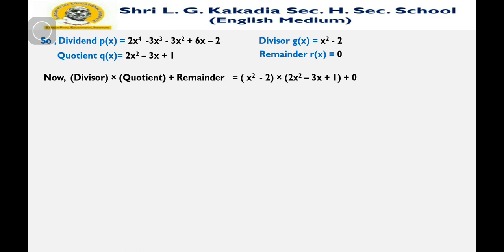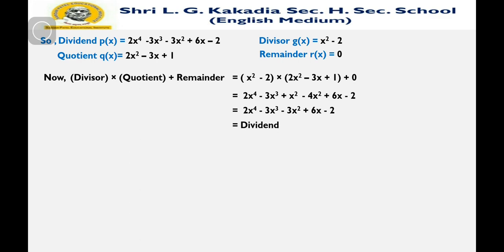So now we multiply both the terms, 2x raised to 4 minus 3x cube plus x square plus, then we get such type of polynomial, and at last we get 2x raised to 4 minus 3x cube minus 3x square plus 6x minus 2, and it is the dividend. So we have proved here the division algorithm.